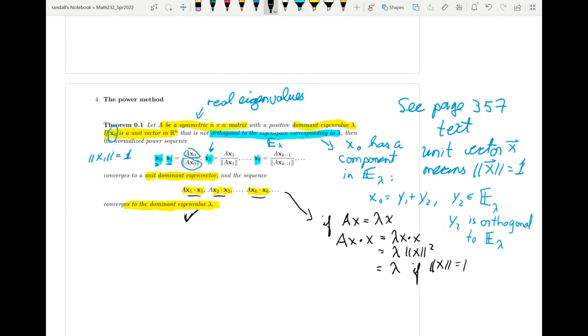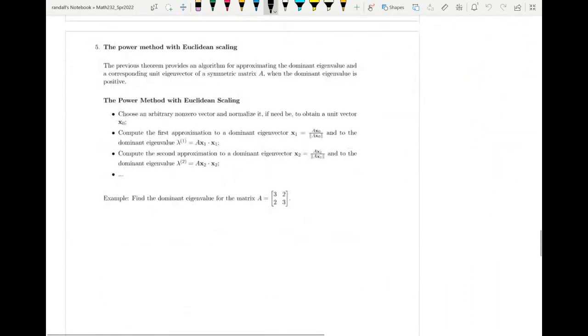Because if the x_i's are converging to the eigenvector, then it seems that this quantity should converge to the eigenvalue, and in fact that's true. So by generating this sequence of vectors x0, x1, x2, xk, we obtain two things. One is we obtain a dominant unit eigenvector, and we also obtain the estimate of the dominant eigenvalue. So here's the algorithm which you will use in a computing assignment, the last computing assignment.